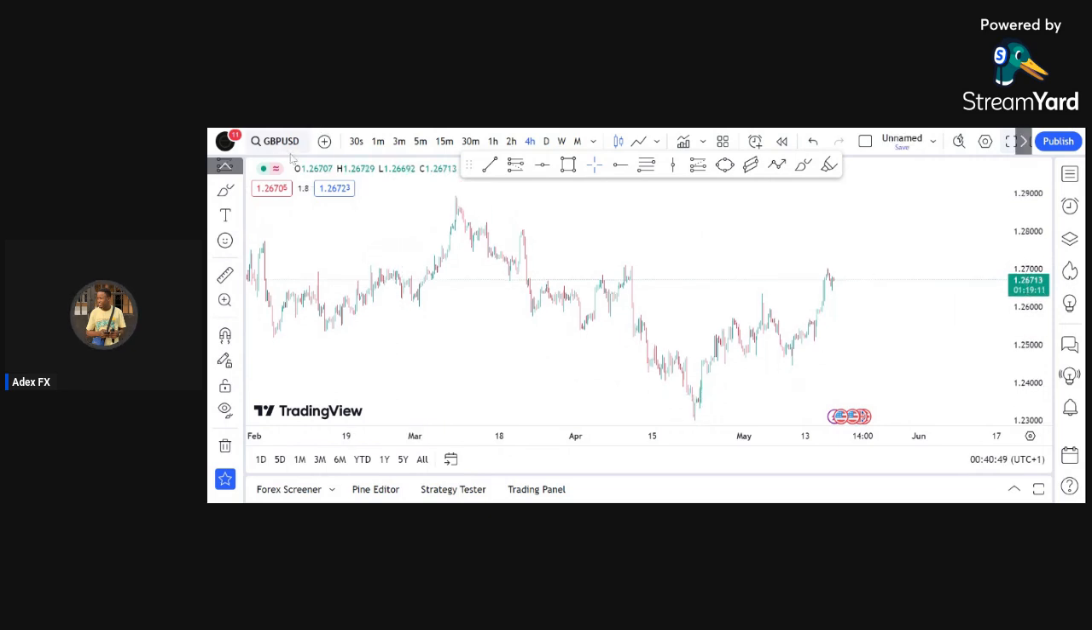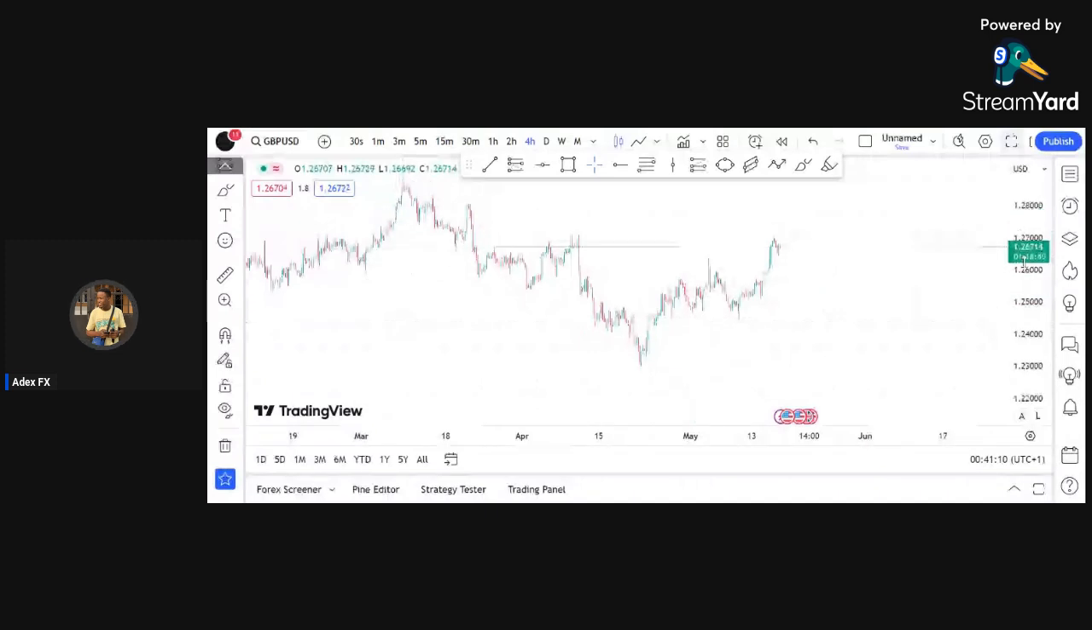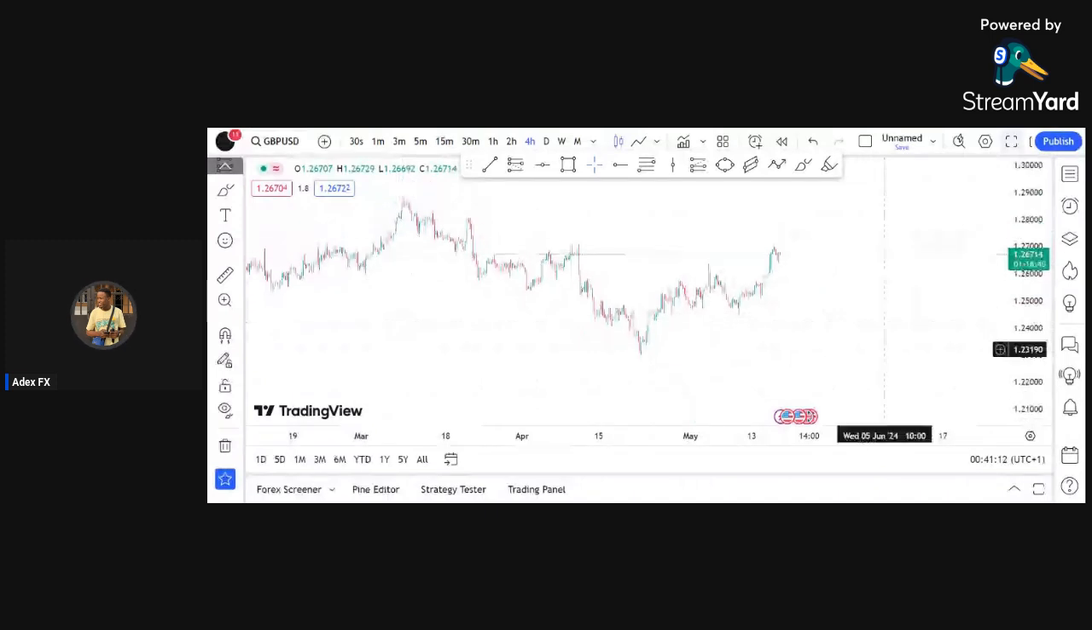So we are on GBP/USD on the 4 hour time frame. You can plot your trend line on any time frame. When we are talking about an uptrend, don't forget, it means that the market is in ascending order. You understand? In order for you to plot a perfect trend line for a buy, let's go for a buy first.